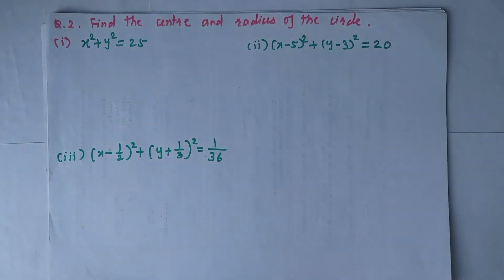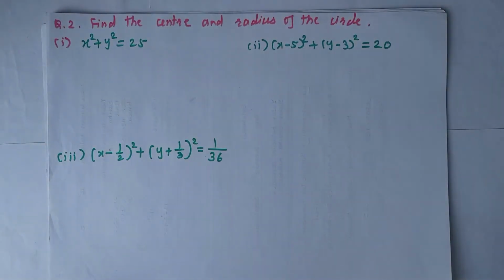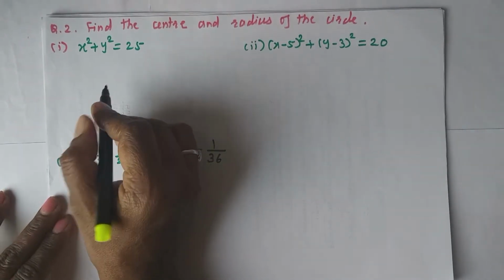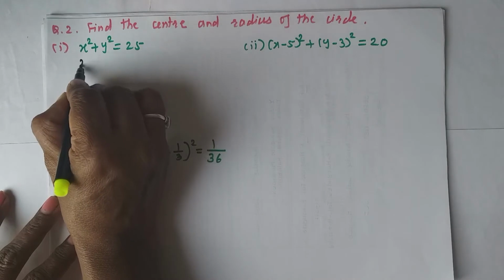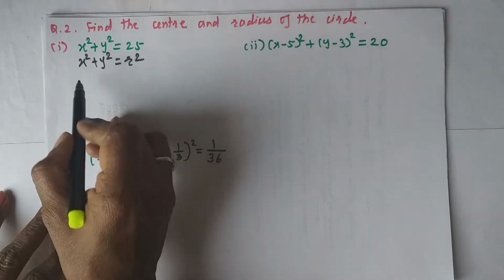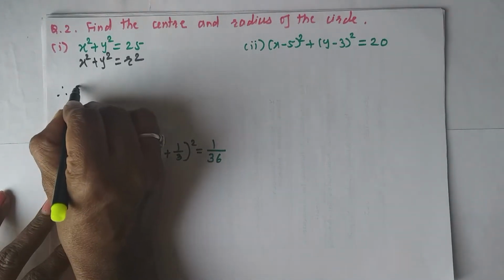Now what is question 2? Find the center and radius of the circle. Here equations of circles in different forms are given. We have to check in which type the equation of circle is given, and we have to compare this equation with that form. Here x square plus y square is equal to 25 is given, means equation of circle in standard form is given. Therefore I will compare this equation with x square plus y square is equal to r square. Therefore what will be the center here?